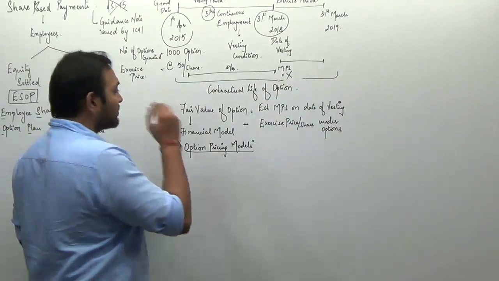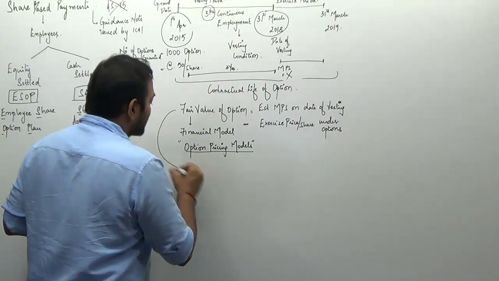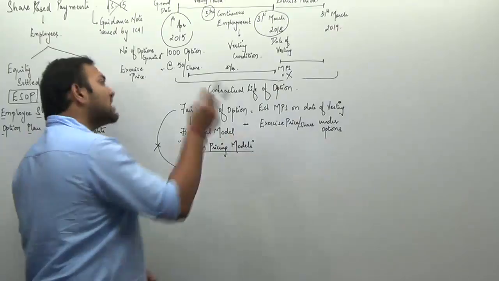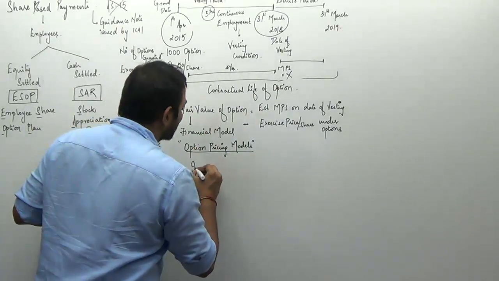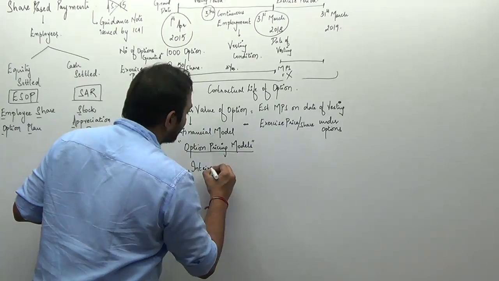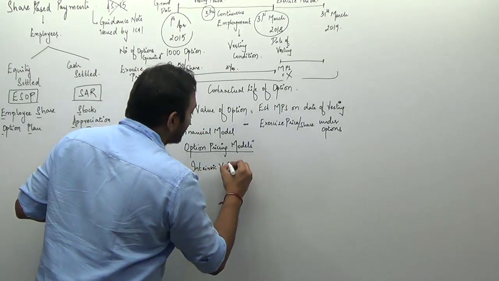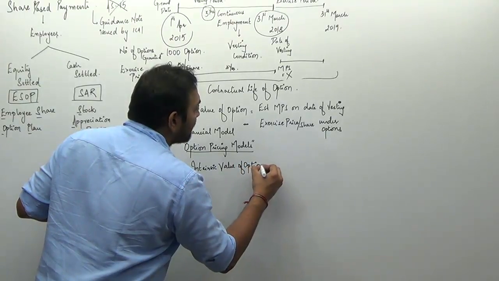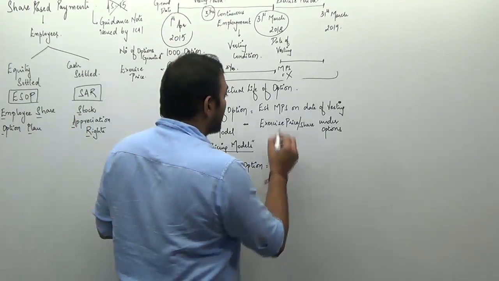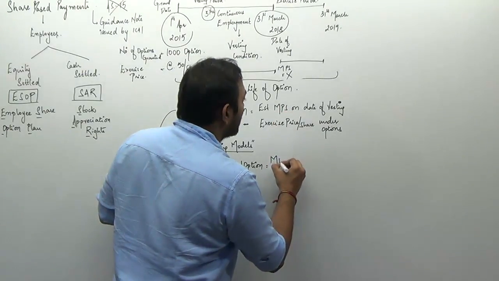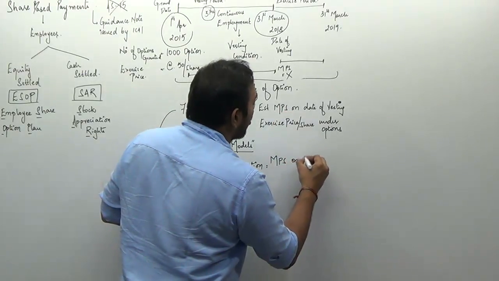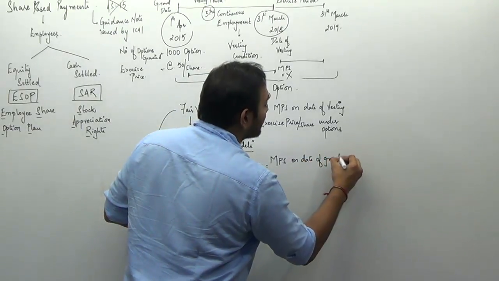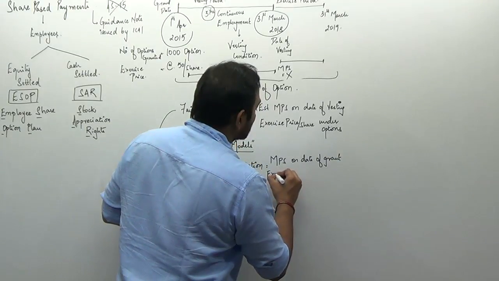Let's say, suppose we do not have fair value per option. We're not supplied with this information of fair value per option. Then still I will provide the loss based on something called intrinsic value of option. Intrinsic value of option, I'll change the formula slightly. Market price per share on date of grant minus exercise price.